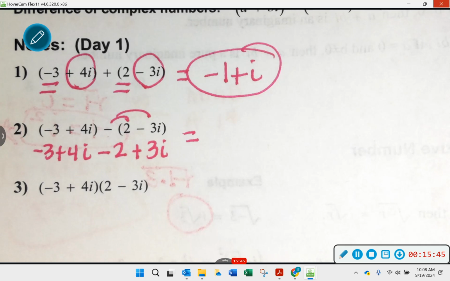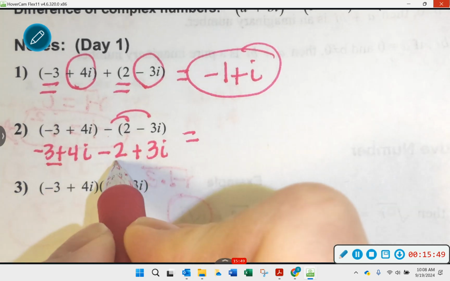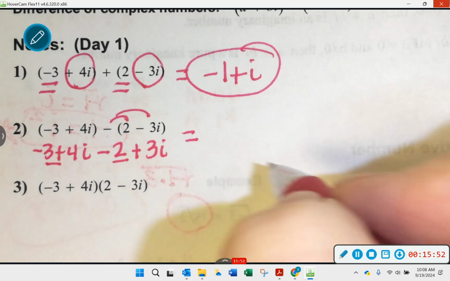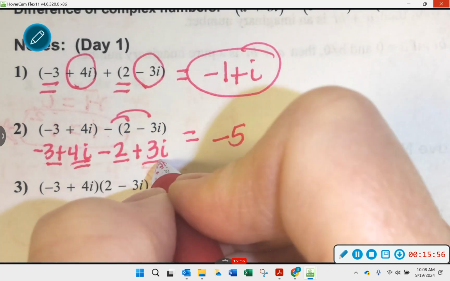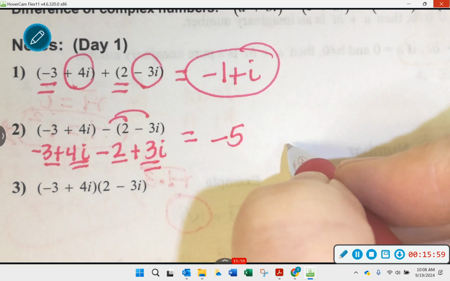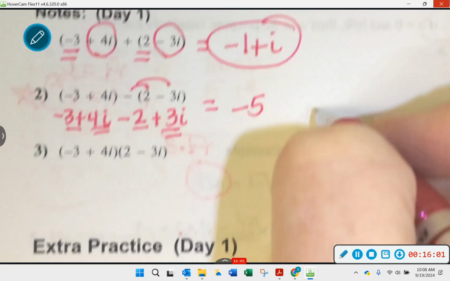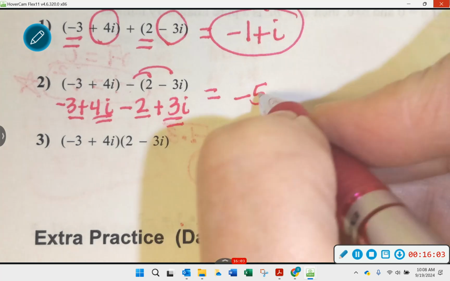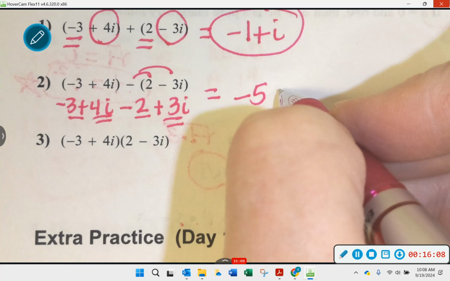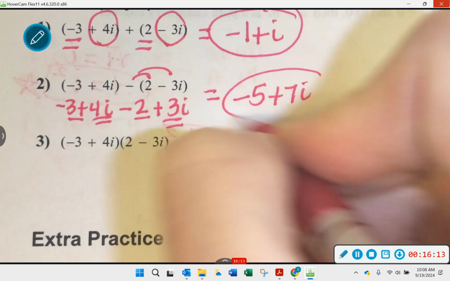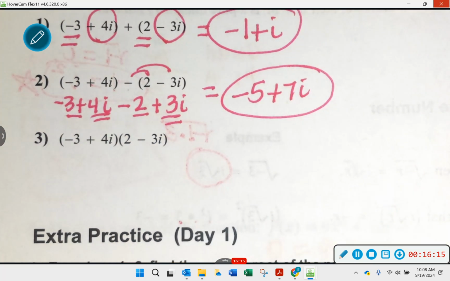You ready now? No. Come on. The real parts. Add these real parts. What do you get? -5. You got it. Add these imaginary parts. Oh, sorry. I guess 4 plus 3. Oh, 7. 7i. There we go. You are a winner. Okay, that's how we add or subtract imaginary numbers.